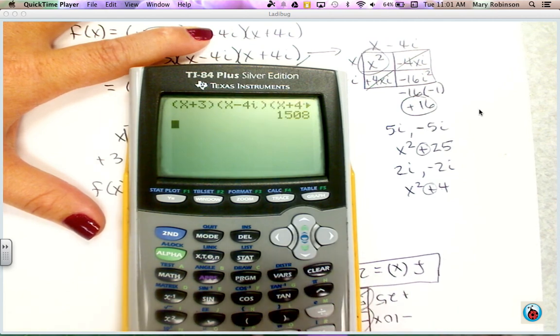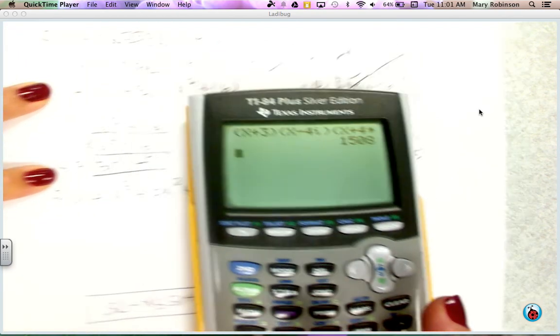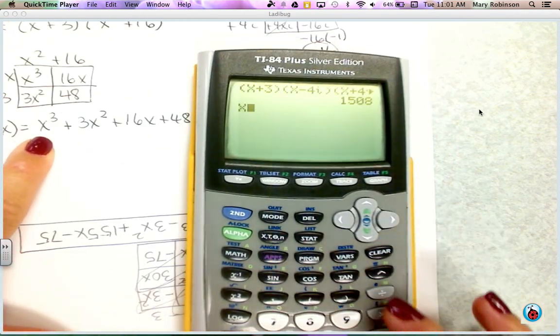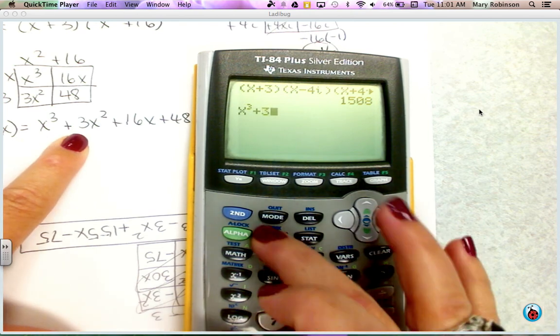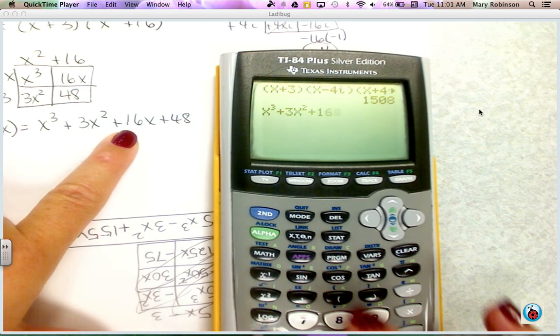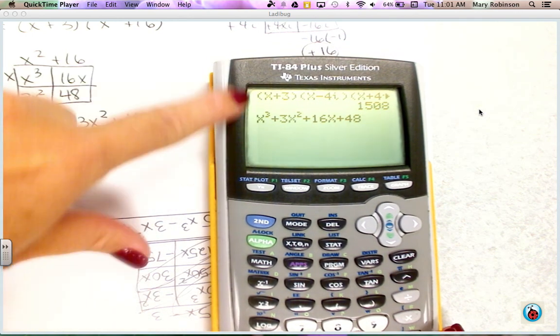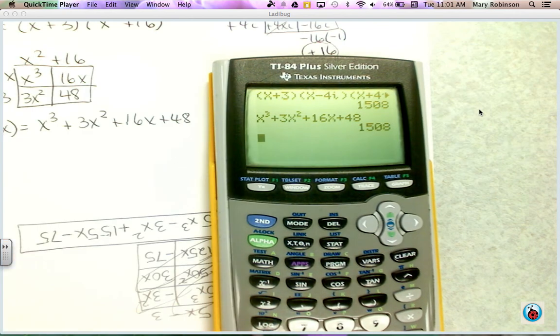So we have a value of 1508. I have that because I stored a value earlier as x. You may very well get a different value. It really doesn't matter. What matters is that when I type in my standard form, I get a matching value. So I'm going to type in x cubed plus 3x squared plus 16x plus 48, and it's going to substitute the same value it used for x here. So if this is equivalent, I'll also get 1508.